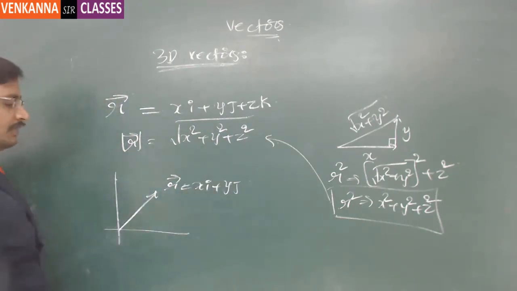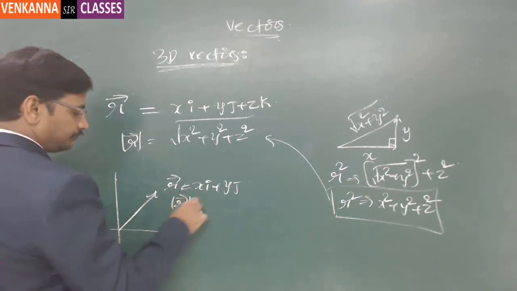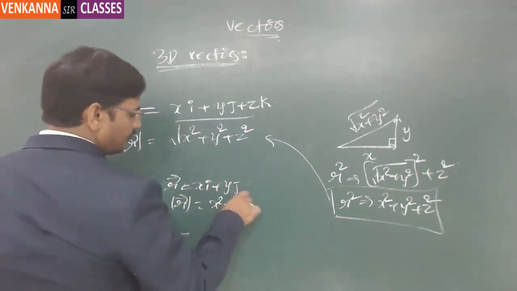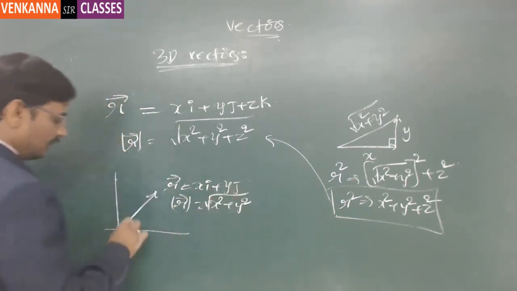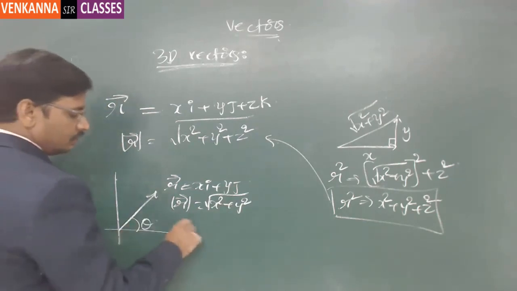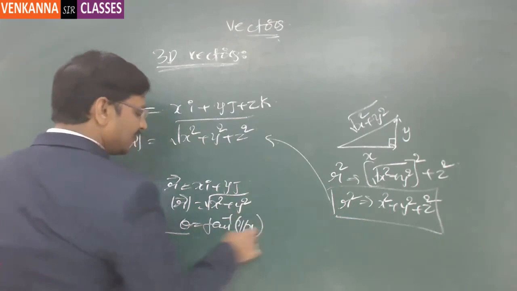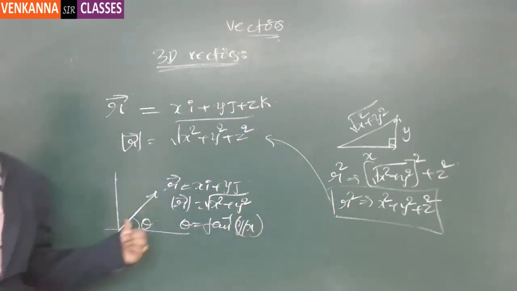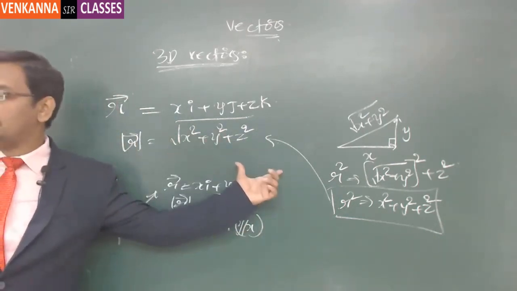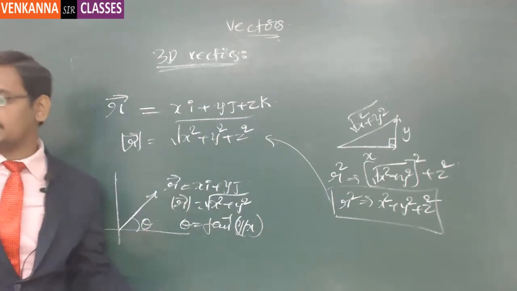And here actually the magnitude of this is the square root of x square plus y square. But the direction of this is theta, which is given as tan inverse of y by x. So which will straight away specify the direction of this particular vector. Now, in case of 3D, how do we specify this direction?